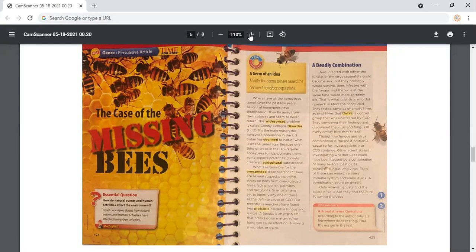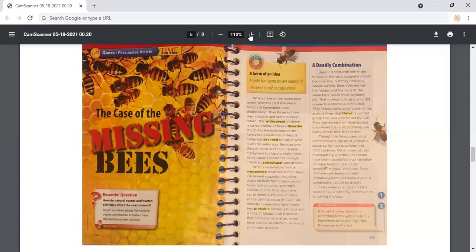But the author believes that it's most likely a combination of both a fungus and a virus that is causing this. A deadly combination. Bees infected with either the fungus or the virus separately could become sick, but they probably would survive. Bees infected with the fungus and the virus at the same time would most certainly die. That is what scientists who did research in Montana concluded. They tested samples of empty hives against hives that thrive, or that do well, a control group that was unaffected by CCD. They compared their findings and discovered the virus and fungus in every empty hive they tested.